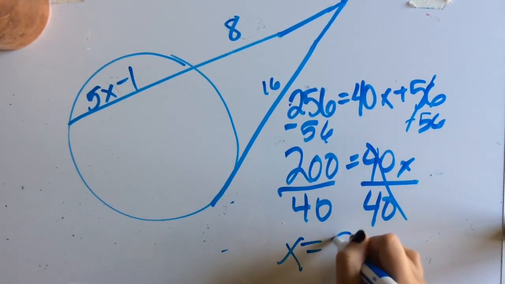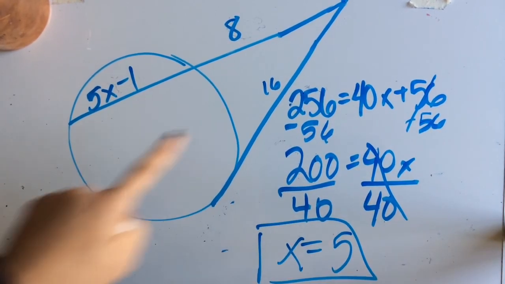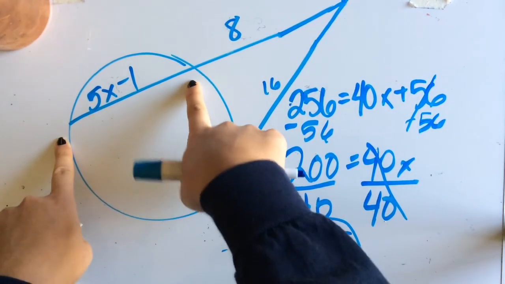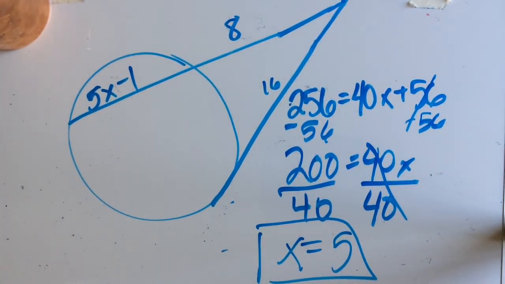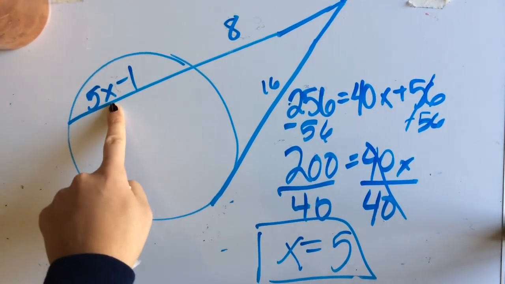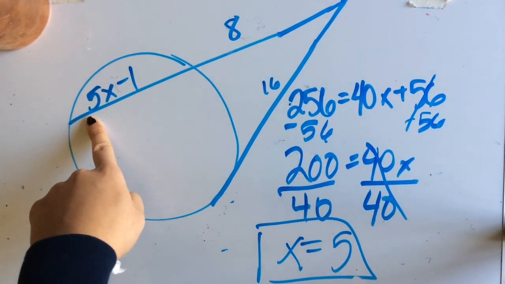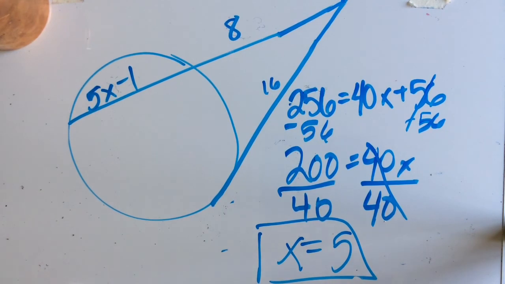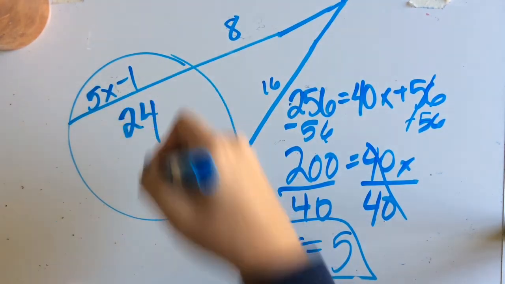So I find out that x equals 5, and I can plug that 5 back into this segment to find out what this segment is, this measurement. So 5 times 5, if I replace 5 for x, 5 times 5 is 25. 25 minus 1 is 24. So this segment winds up being 24.